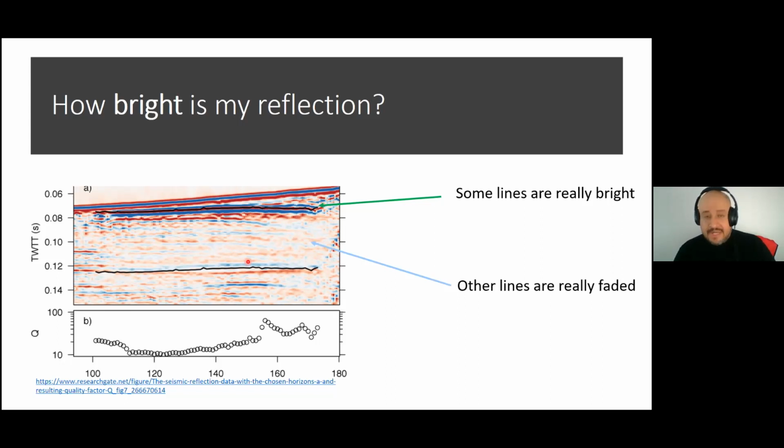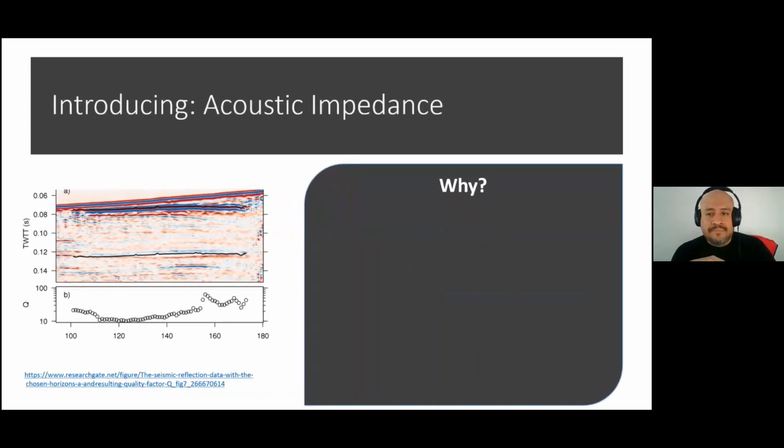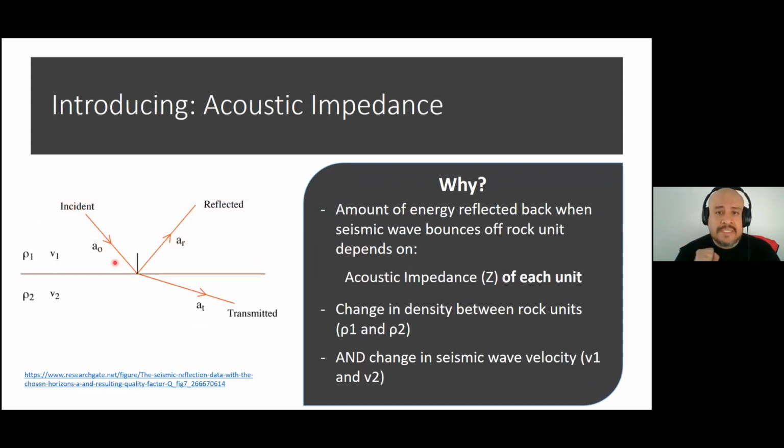But why do we get different levels of brightness? This is due to a concept that is called acoustic impedance. This will be telling us the differences between the two rock layers, okay? The brightest lines represent the greatest amount of energy being bounced back into our receiver. So the amount of energy that is reflected is going to affect how we see this. The amount of energy that comes back when the seismic wave bounces relies on acoustic impedance. This is related to changes in density between two rock types, density 1 and density 2, and also differences in velocity. So this relationship between densities and velocities lets us know about the acoustic impedance in the media.